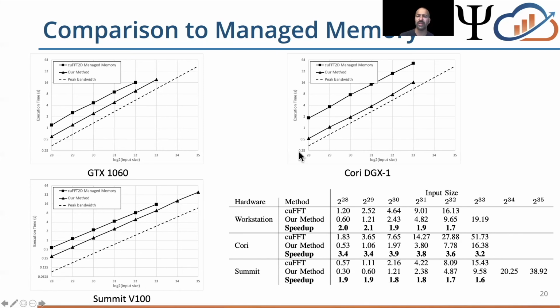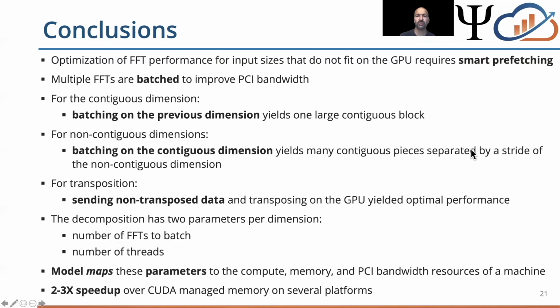Similarly, on Summit and on Cori, you get similar results, where managed memory is somewhere between 4 and 8-fold worse, but our method is faster. On Cori, we see about a 3 to 4-fold speedup, and on Summit, we see about a 2-fold speedup. So what are the conclusions of all of this?